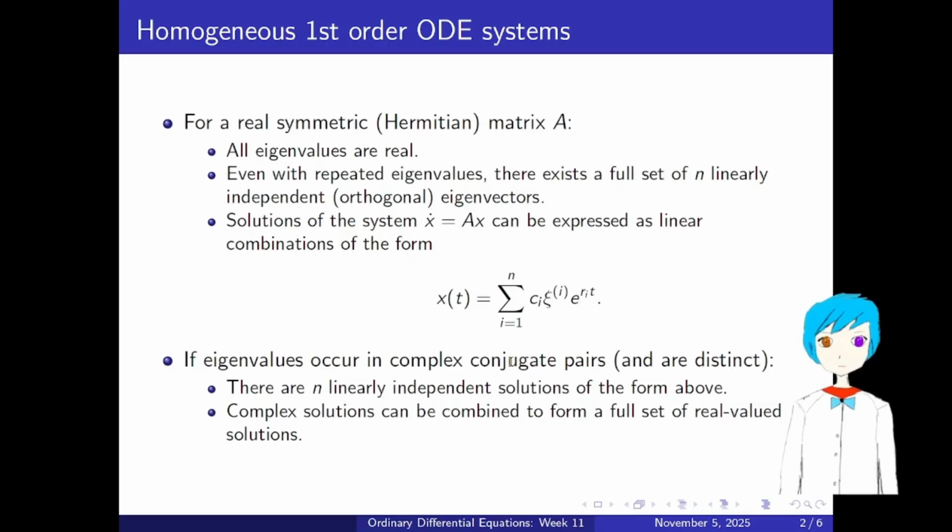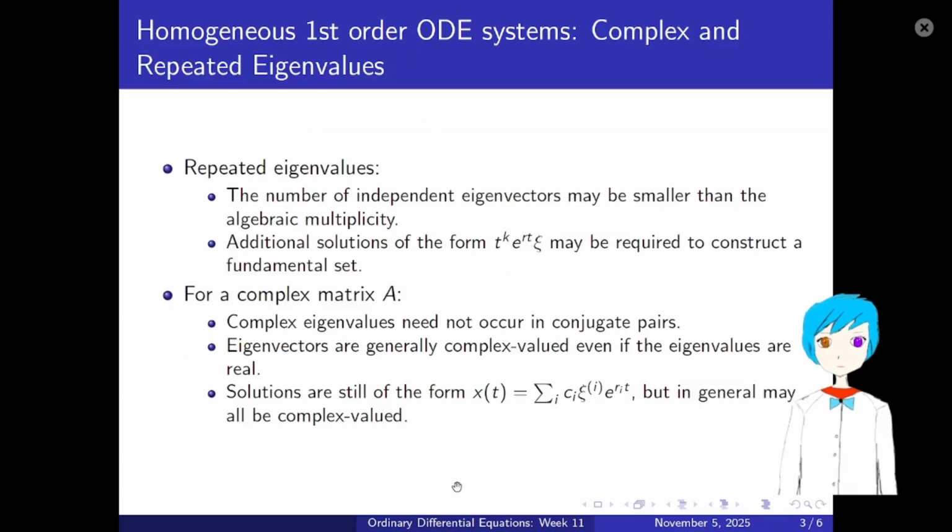If eigenvalues occur in complex conjugate pairs, that is to say, if A is not real symmetric and if we have complex conjugate pairs of eigenvalues, then there may still be n linearly independent solutions, and we can always form two real valued solutions from a complex solution.